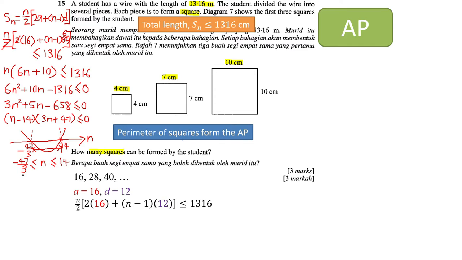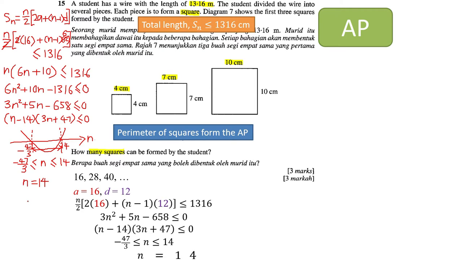We know that n is the number of squares. Number of squares cannot be negative. So we take the largest value possible, which is 14. So we get n equals 14. So in our calculation, we just do like this. Simplify it, we get the general form, factorize, get the range, and then lastly, you decide on your answer, 14.